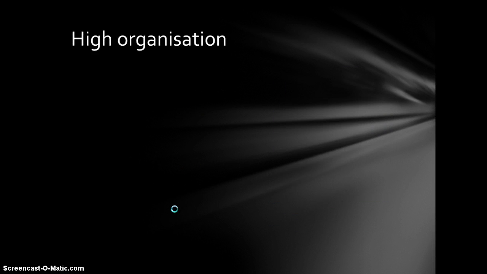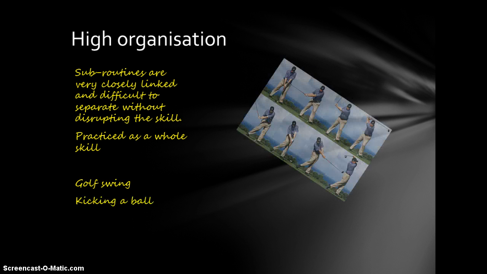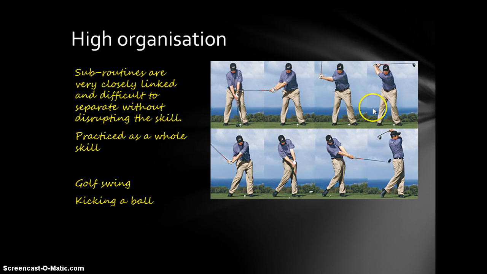So let's have a look then at something that's high in organisation, and again hopefully this will make it easy for you to understand. So sub-routines that are very closely linked and very, very difficult to separate without disrupting the skill. So usually these are practiced as a whole, and I think the perfect example is a golf swing, kicking a ball as well. So if you think about a golf swing, you're drawing back the club, you're driving through the ball, and then you've got your follow through.